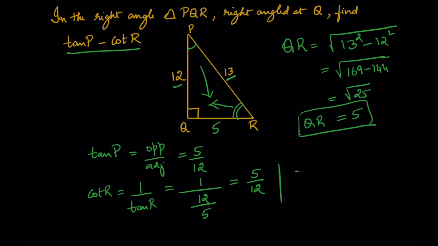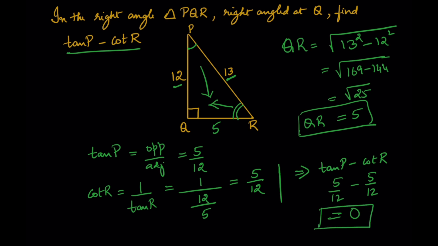So now when we solve for tan P minus cot R, that would be 5 by 12 minus 5 by 12. So the value would be 0. So this is how we can solve the inverse trigonometric functions like cosecant, secant, and cotangent.